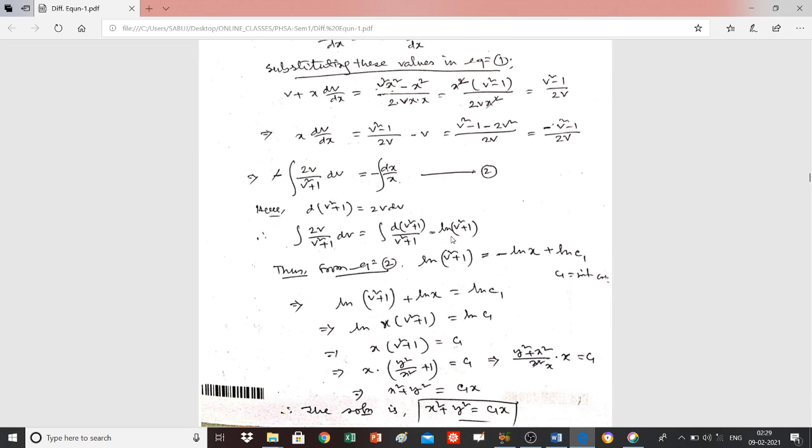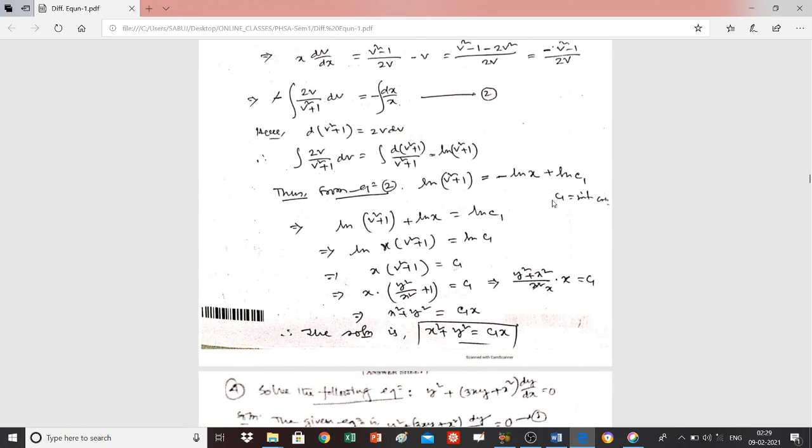So this will give you log of v square plus 1, and the right hand side is log x, and this is a constant, log c1. Just substitute the value and simplify all these terms. So from here you can write log x into v square plus 1 is equal to log c1, and from here x into v square plus 1 is equal to c1.